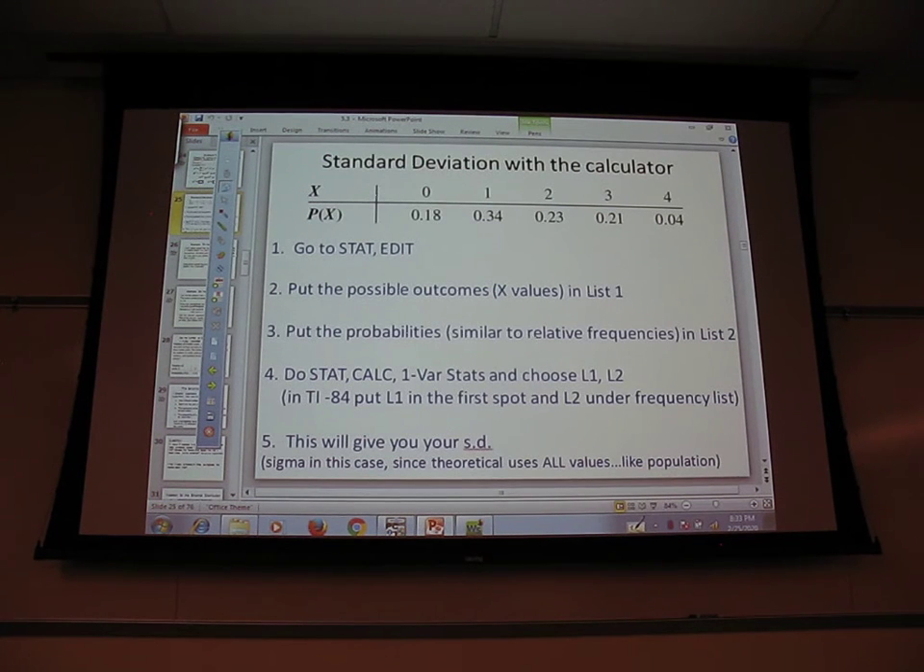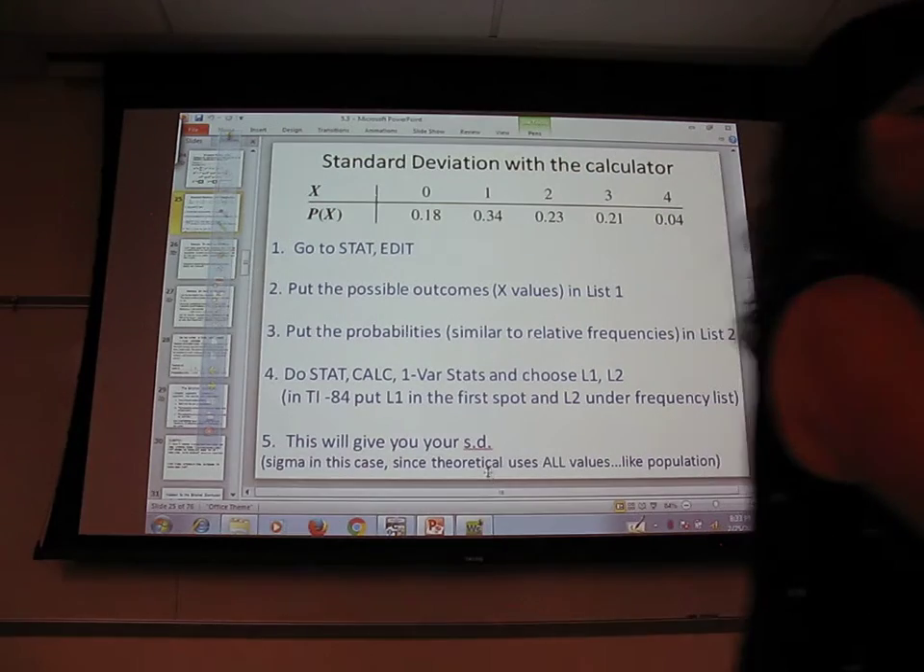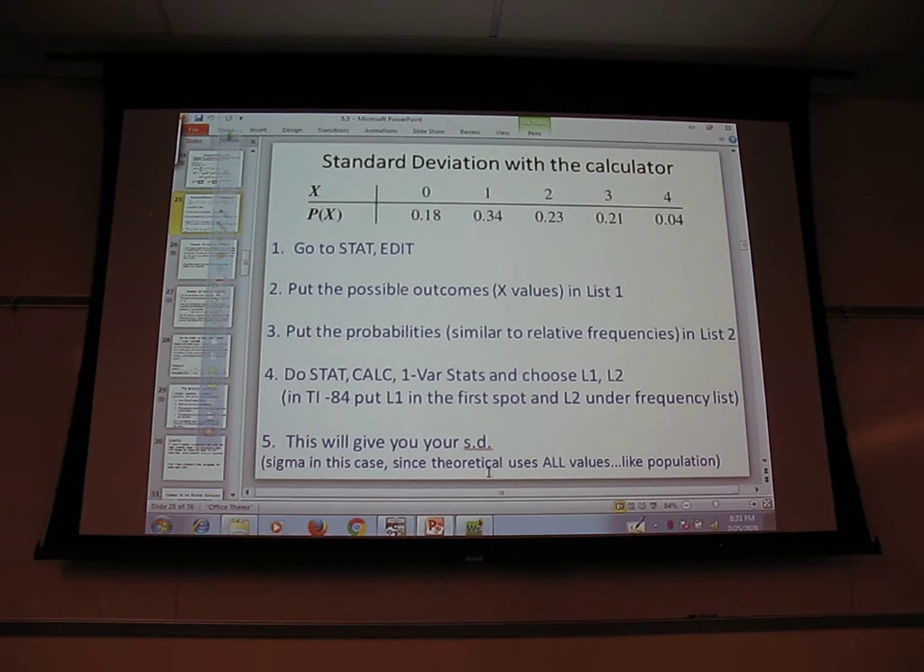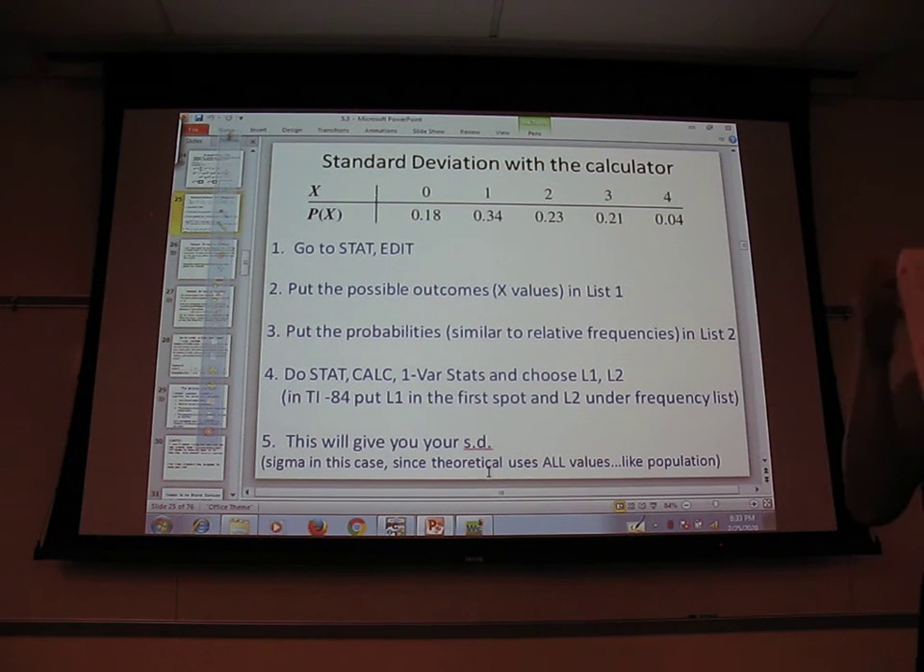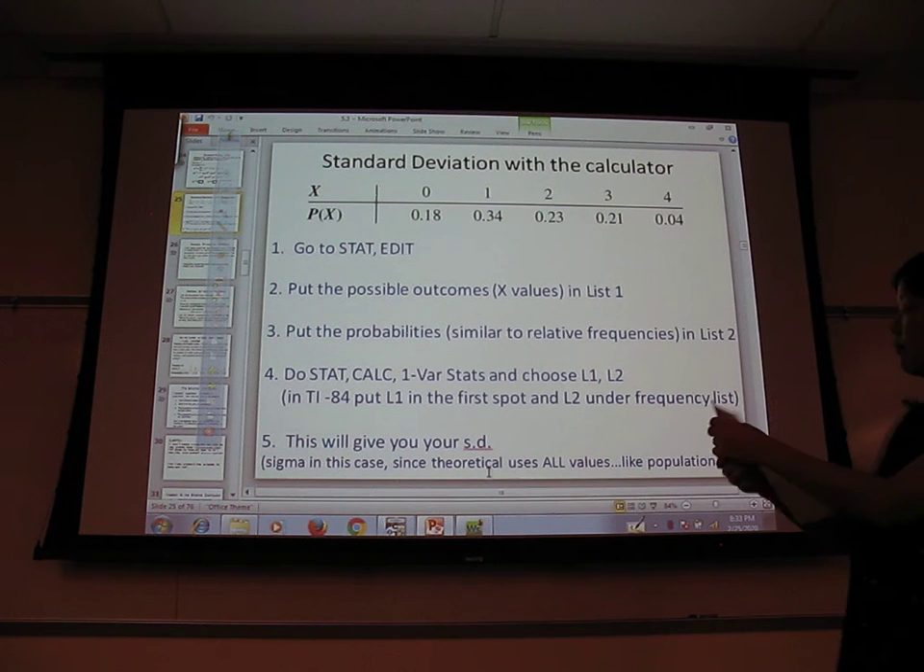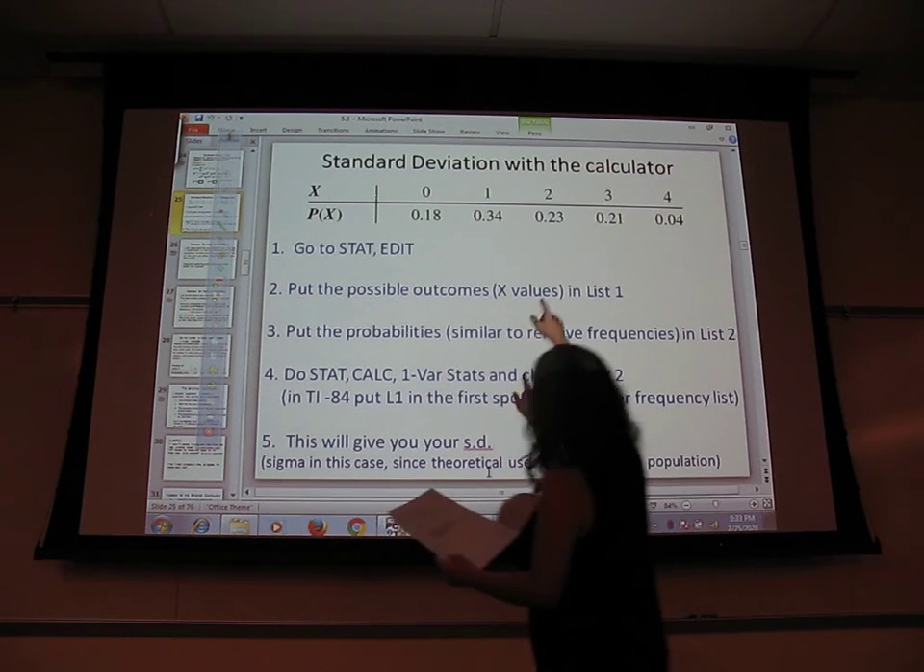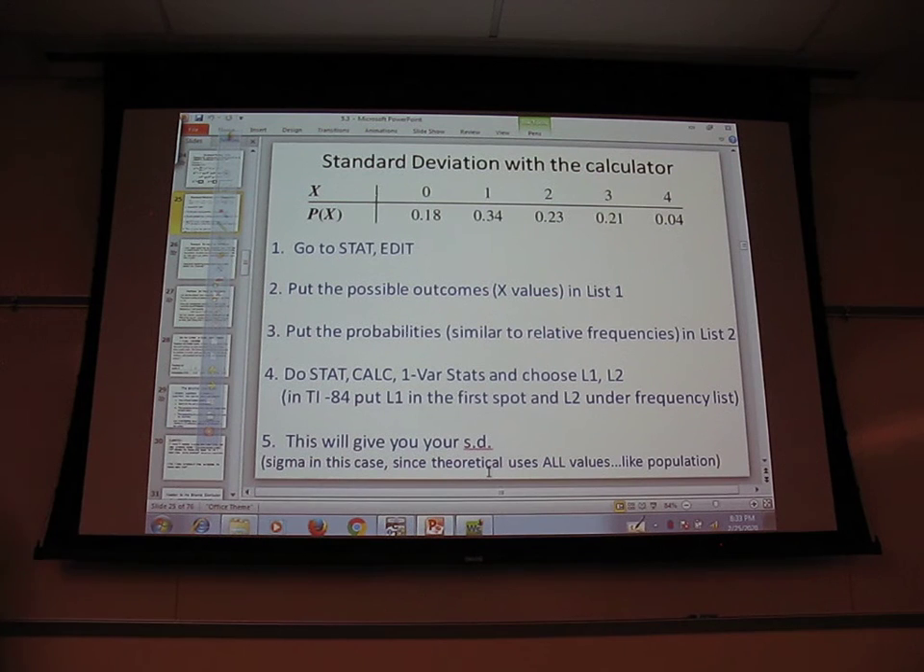Okay, this is not, I repeat again, this is not your problem. So don't do it under your problem. Flip the page. See where it says lab problem 4? Don't do it there. Turn the page and do it up here where it says to do via calculator. That's where we are. This is not lab problem 4. This is a different problem. So write in 0, 1, 2, 3, 4 across the top. And if you want, you can write in 0.18, 0.34, 0.23, 0.21, and 0.04 along the bottom.